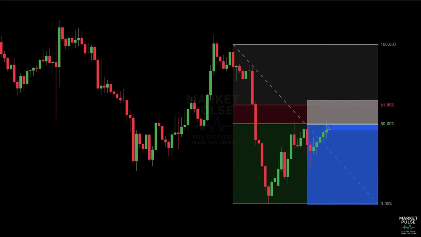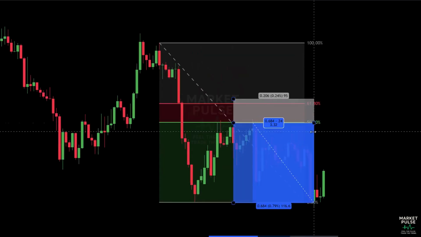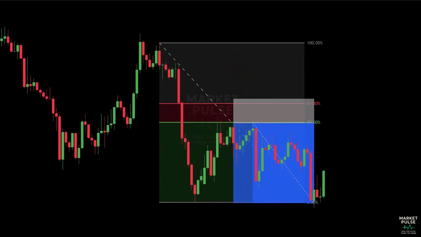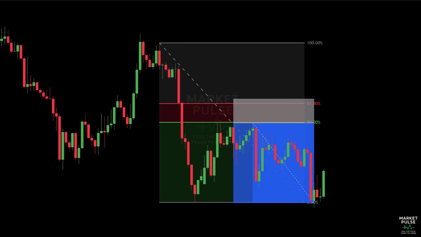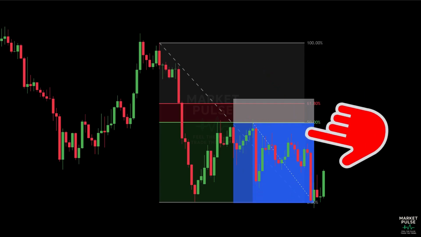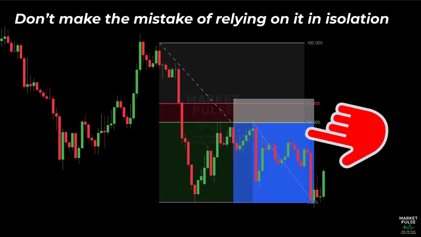This golden zone now acts as resistance, a level where price often stalls and resumes the downward trend. Just like before, aggressive traders might place a sell limit order directly in the zone. But again, this strategy comes with a trade-off: higher risk in exchange for the chance to catch the move early before confirmation kicks in. While trading inside the golden zone can be effective, don't make the mistake of relying on it in isolation. Let me show you a quick example.